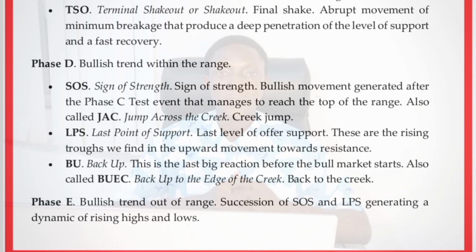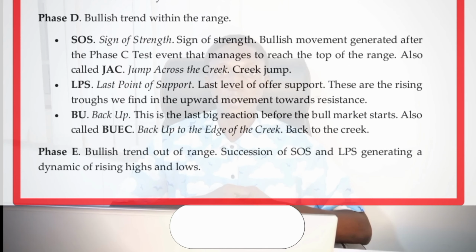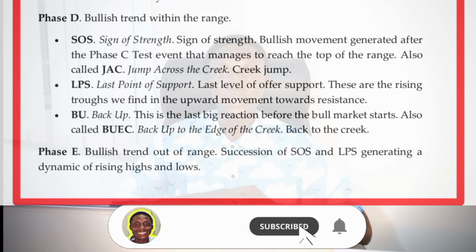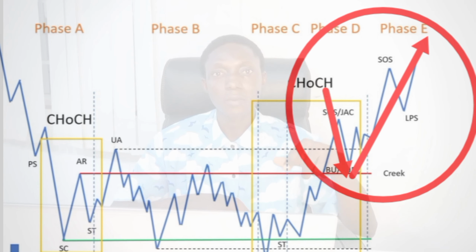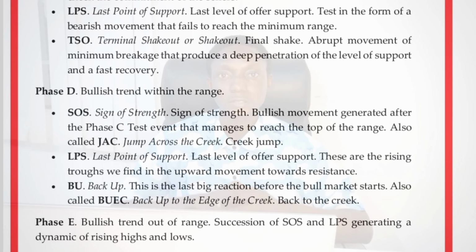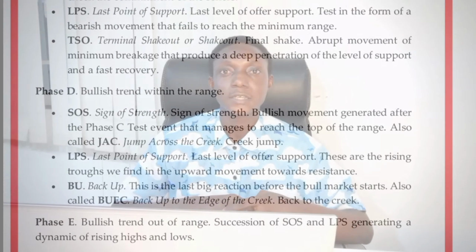So first of all, SOS, which is sign of strength. The sign of strength is the bullish momentum breaking the range, which was set by the upthrust. And then we have BU, which is backup. So the price makes something like a pullback and then kind of backs up. After that, we have the LPS, which is the last point of support. The last point is where there will ever be a need for supply, or where they would ever do a supply.